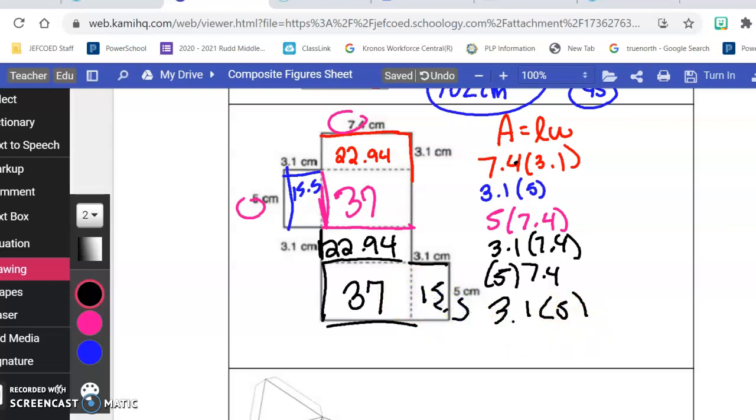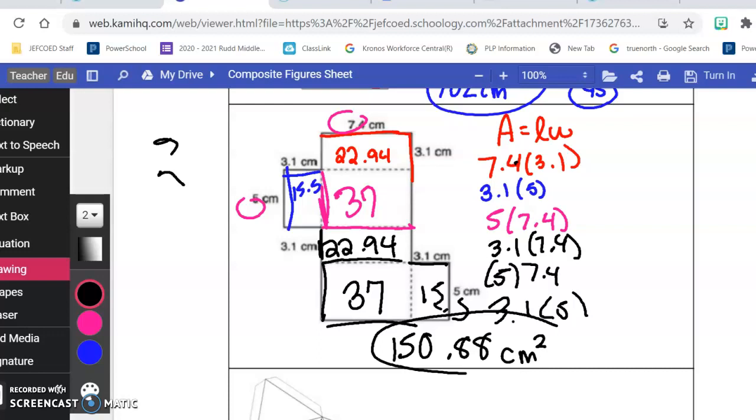15.5. Alright, now my last step, guys, what I want to do, in my calculator, I want to add up 22.94 plus 15.5 plus 37 plus 22.94 plus 37 plus 15.5. Now, pause your video right here, put that in your calculator. I got 150.88 centimeters in a square area, so there we go.